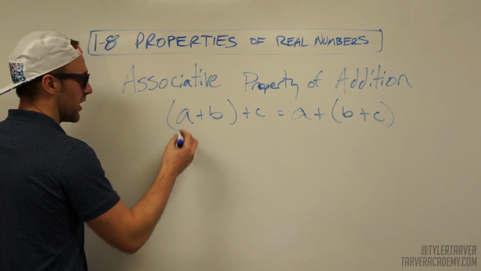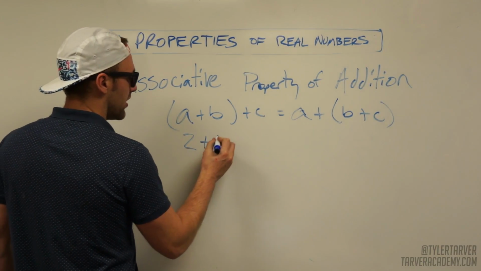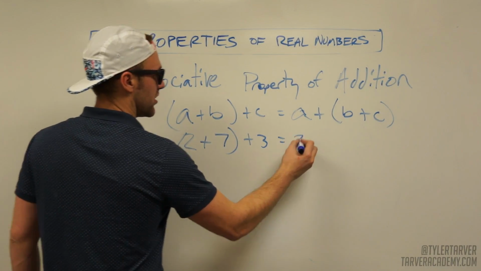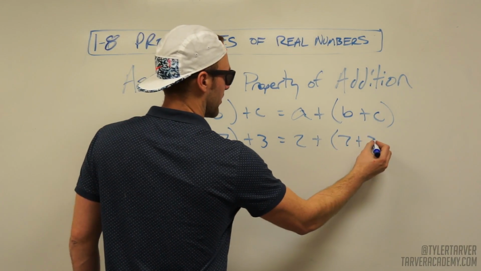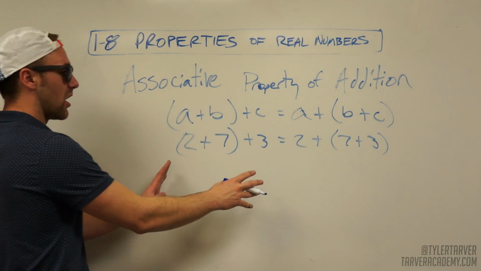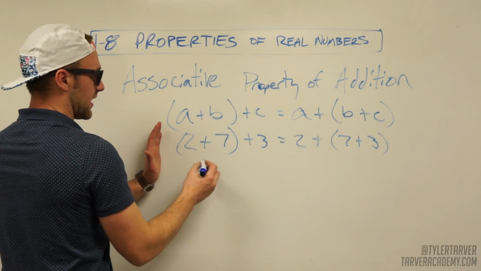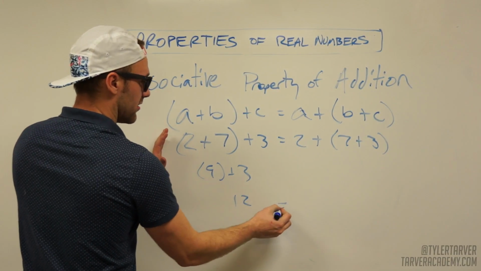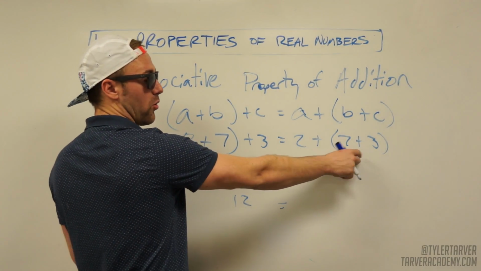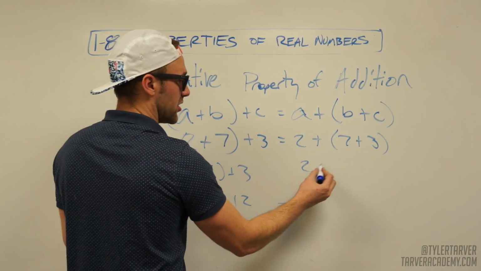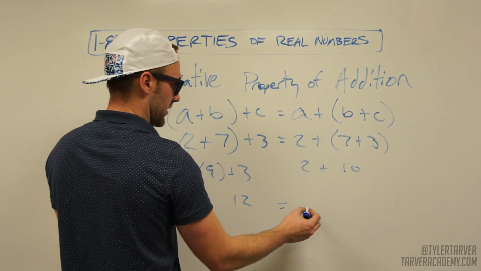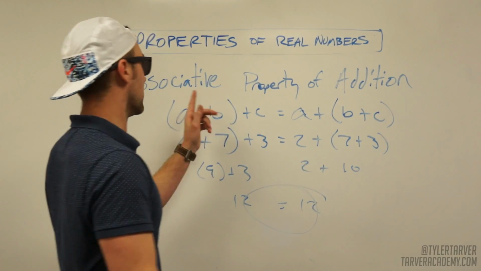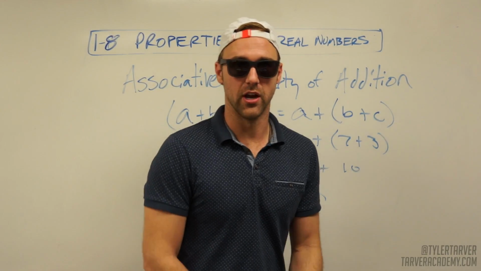So let's use actual numbers. Let's say A is 2, B is 7, and C is 3. So 2 plus 7 plus 3. Okay, so now we're going to solve it. Let's solve this side first. 2 plus 7 is 9, plus 3, 9 plus 3 is 12. All right, now on this one, we've got to do order of operations, 7 plus 3 first. So 2 plus 10, 2 plus 10 is 12. 12 equals 12. Of course it does, because of the associative property of addition.